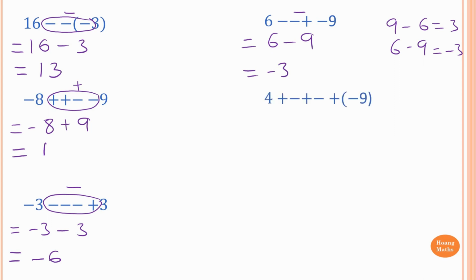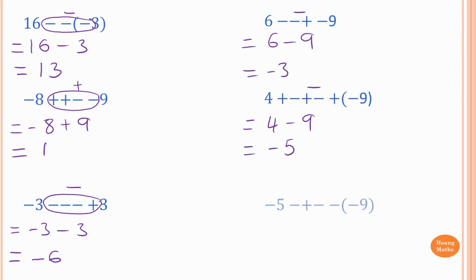Next one. So we have 4 plus minus negative 9. All we need to do is count how many negatives altogether. So we have 1 negative, 2, 3. So it's odd. So the result is negative. So I write this first. So it becomes 4 minus 9. Now 9 minus 4 is equal to 5. So therefore 4 minus 9, the answer is negative 5.